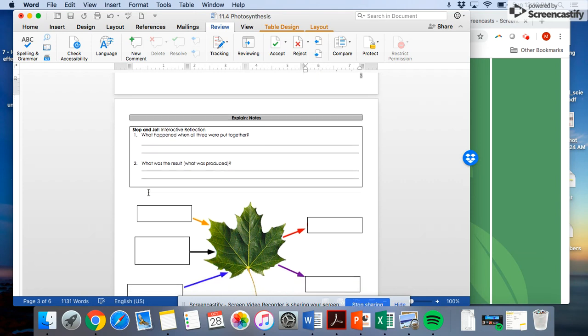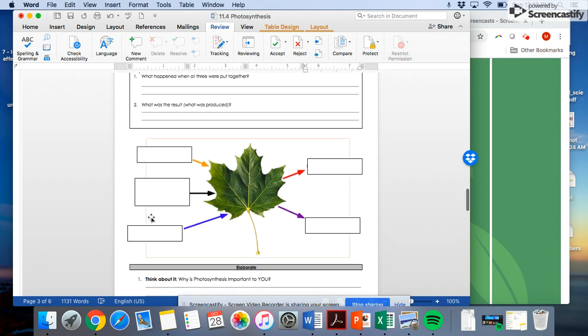Okay, so the answer for number one, now that you've answered it, stop the video here if you haven't, is that when all three were put together, oxygen was produced, and the result is that you also produced glucose. And so in these boxes, you're going to write, and again, I can't type, these aren't text boxes. You're going to write that the plant takes in carbon dioxide, it takes in water, and it takes in sunlight. That's what these arrows mean. That's what the plant absorbs. And then what the plant produces is oxygen, which it releases into the atmosphere for us to breathe, and it creates glucose. Now, it actually uses a lot of its glucose, but then when we eat the plant, we're able to get energy from the plant.